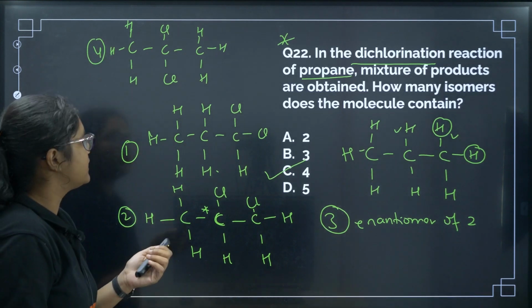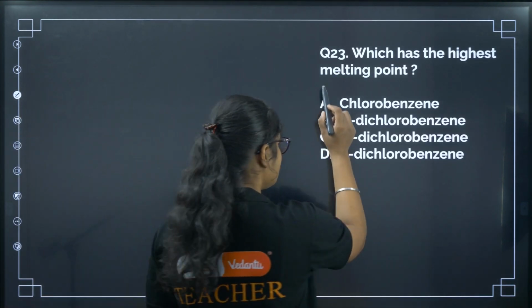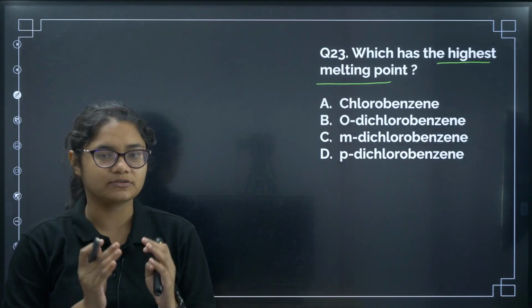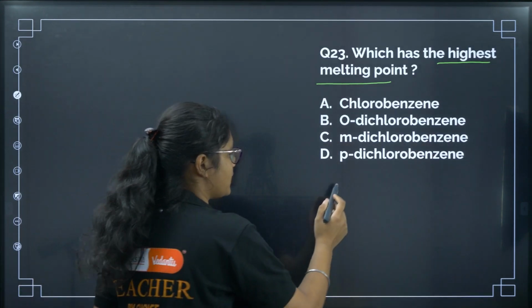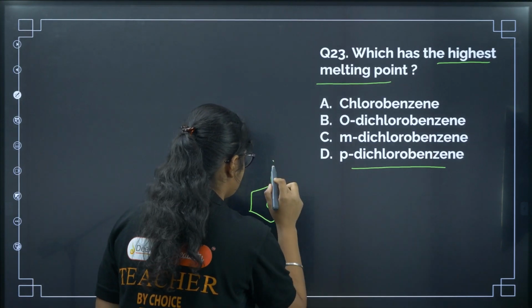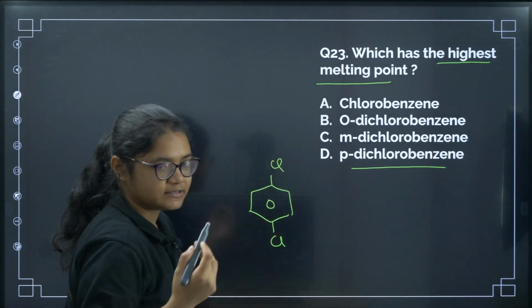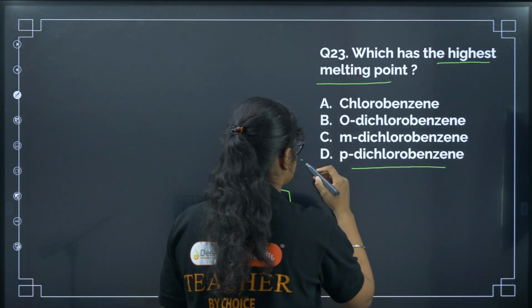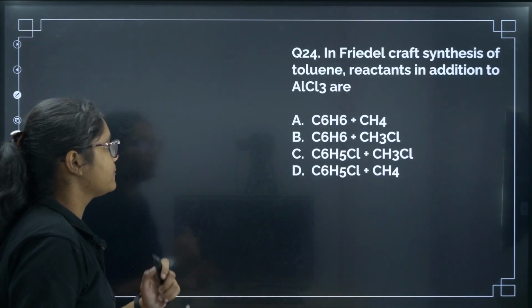Now let us see the next question, which has the highest melting point. So high melting point depends on the symmetry. Para-dichlorobenzene is packed effectively due to its symmetry. Tightly packed means more energy or more temperature is required to break them. So the correct answer for this question is option number D.